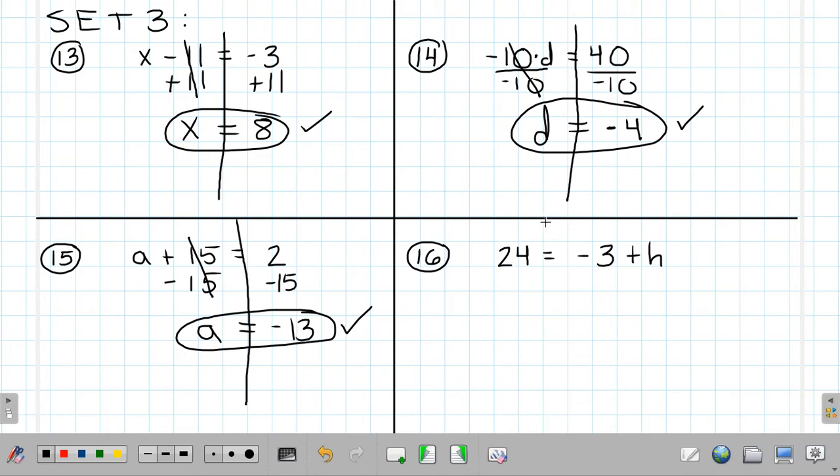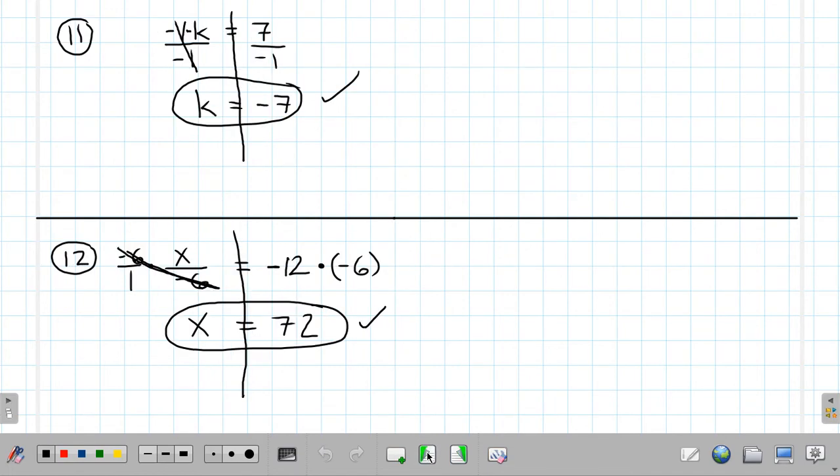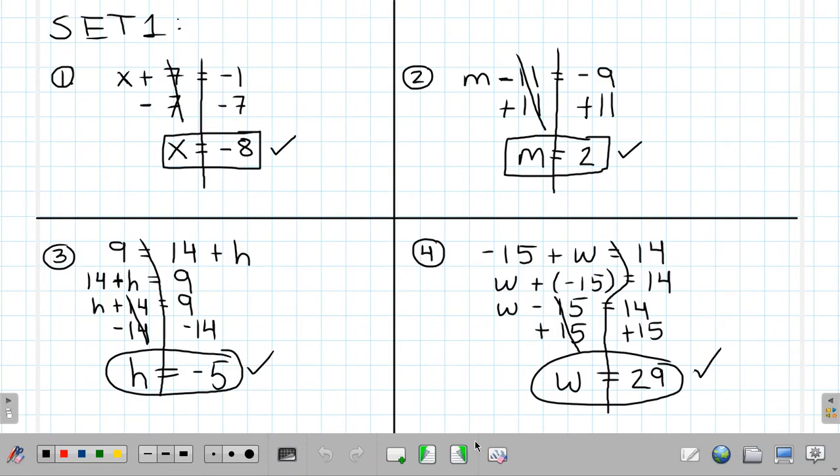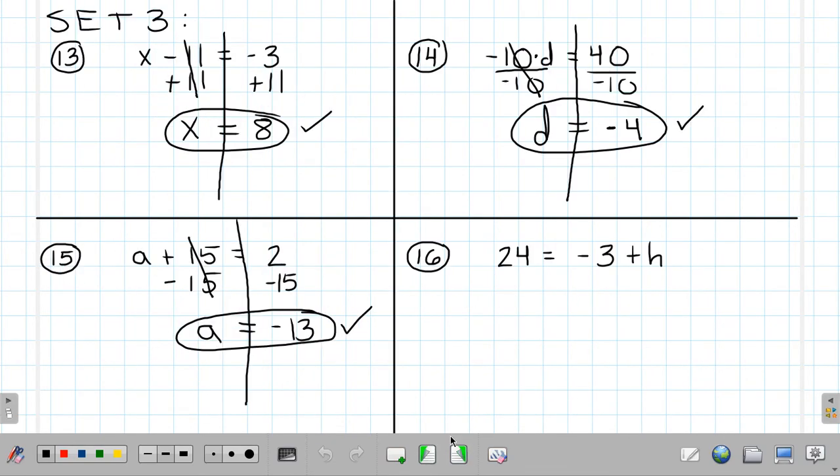Number 16, same kind of thing as before. I'll go ahead and tell you the way you're going to do number 16 is the same way we did number 6, or the same way we kind of did number 4, in that you've got 24 is equal to negative 3 plus h. Some of you might be able to see, well, all we got to do is add 3 to both sides. So let me do it that way this time so you can see it done this way.